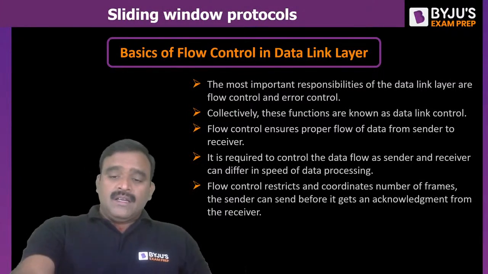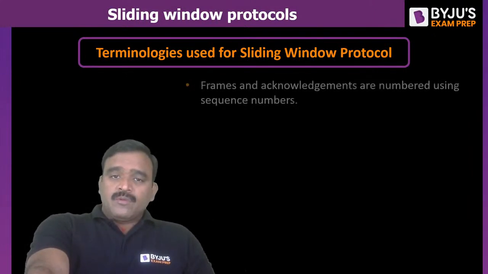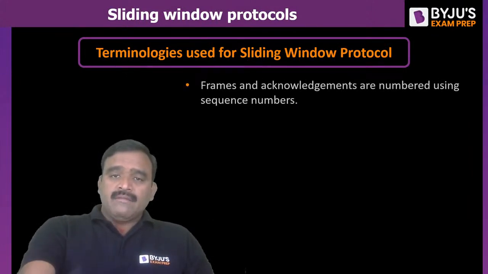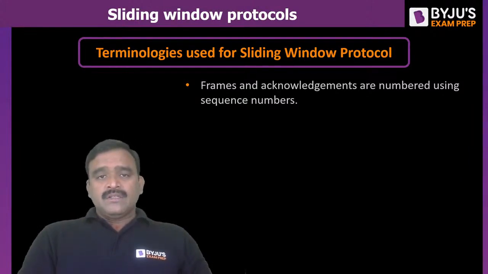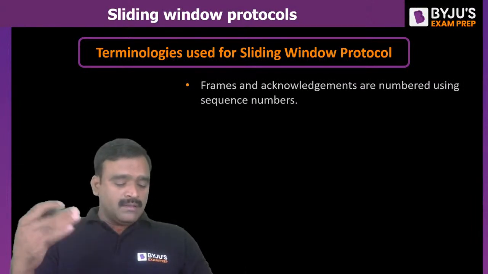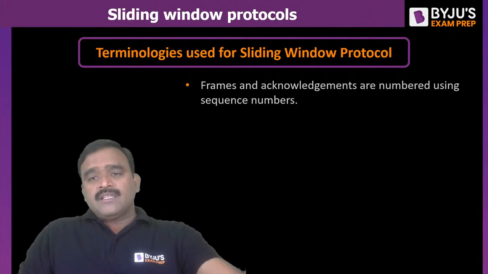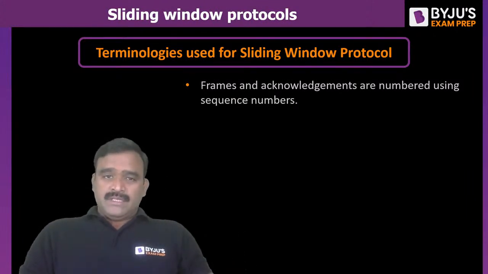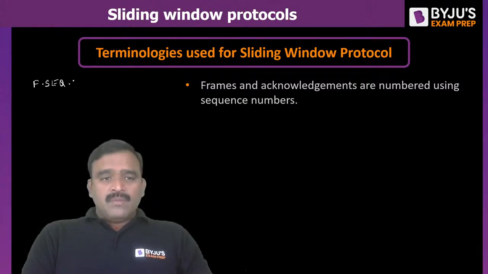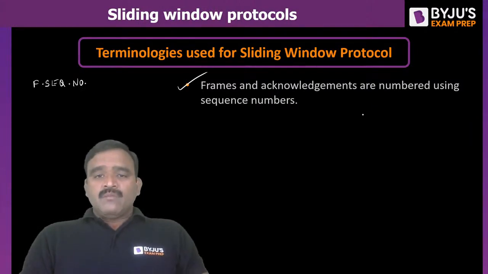Now some terminologies we use in the sliding window protocol. Please listen to this slide, then I will go to an animated slide so that you will understand how the sender's window moves and how the receiver's window moves. Frames and acknowledgements are numbered using sequence numbers. So there is a frame sequence number and an acknowledgement sequence number. A sequence number is a numerical number assigned to the frames.